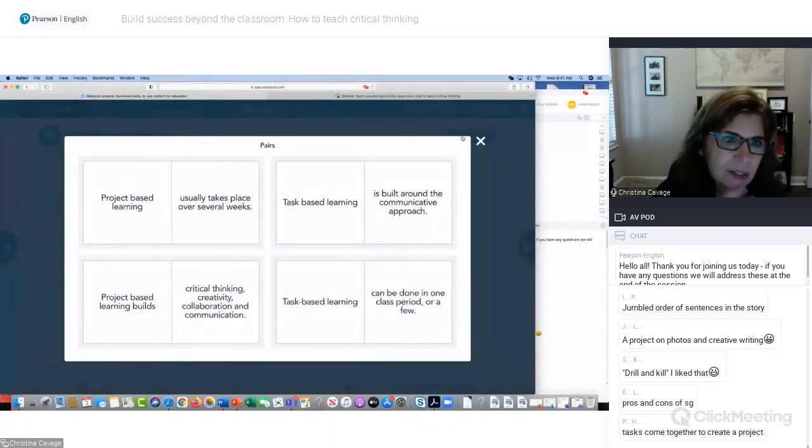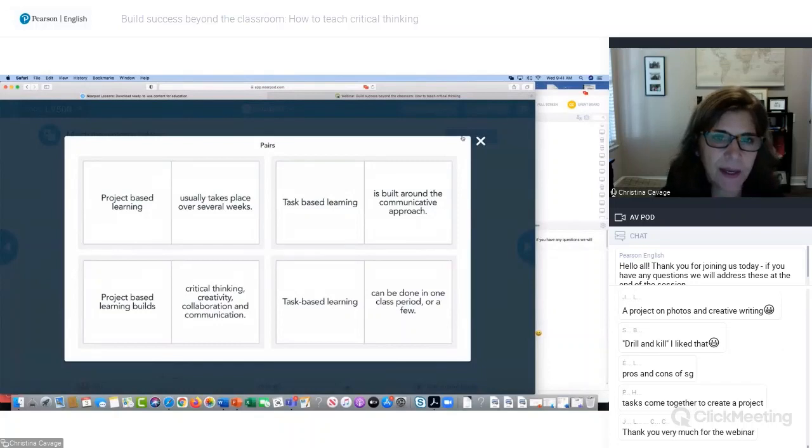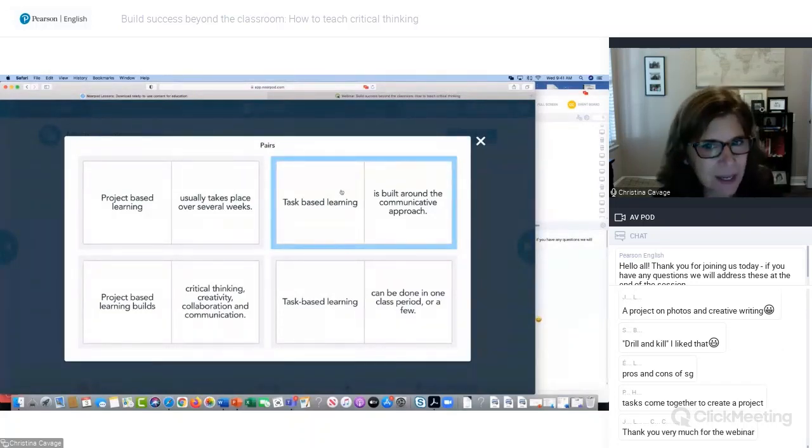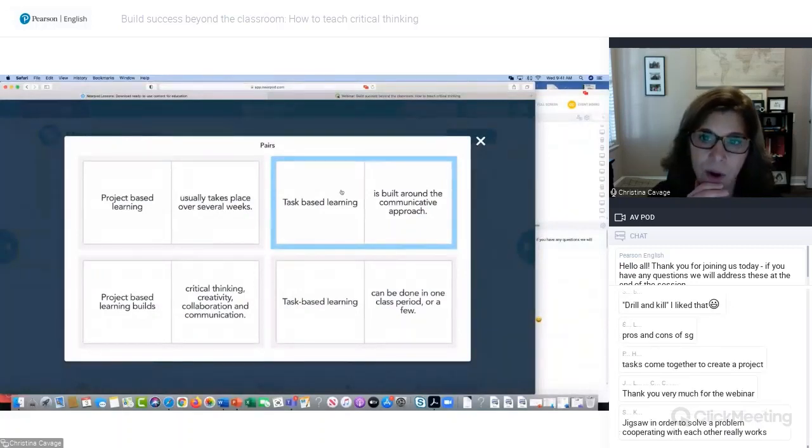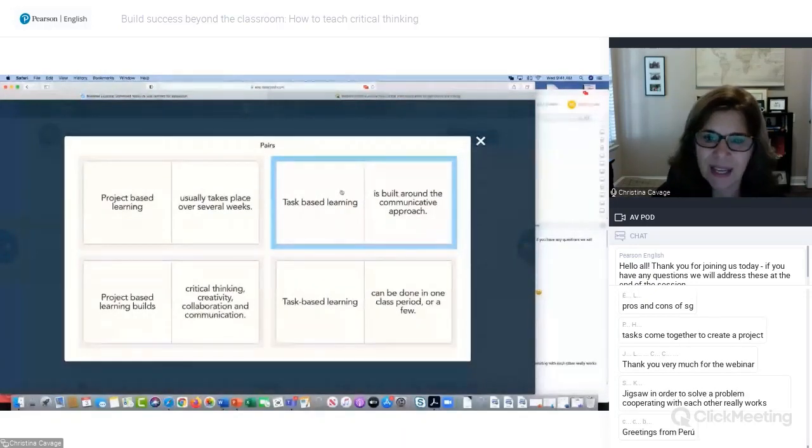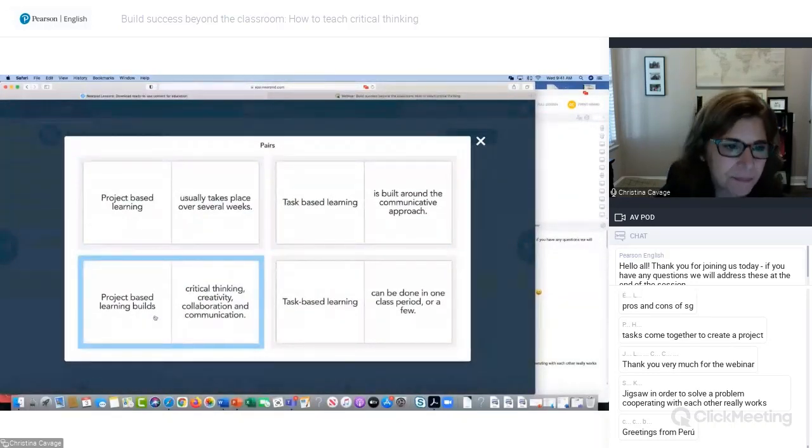So project-based learning usually takes place over several weeks. Okay, several weeks. Task-based learning is built around the communicative approach. Okay, so our focus in task-based learning is really to get students talking. And then, this might be hard for some of us, but then we later will correct and give the proper language that they may need.